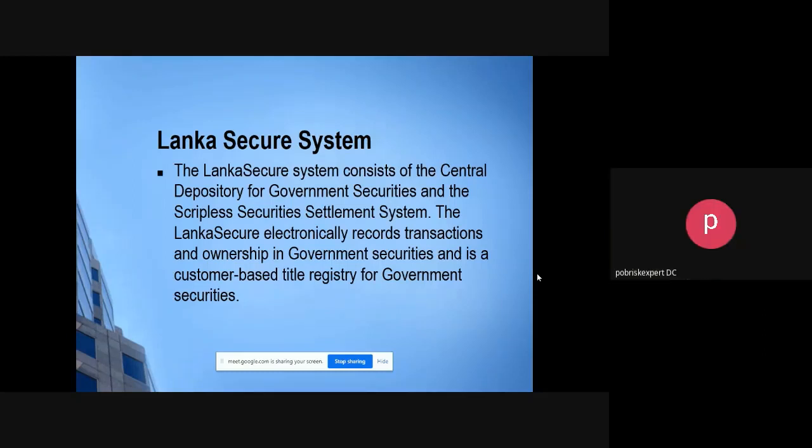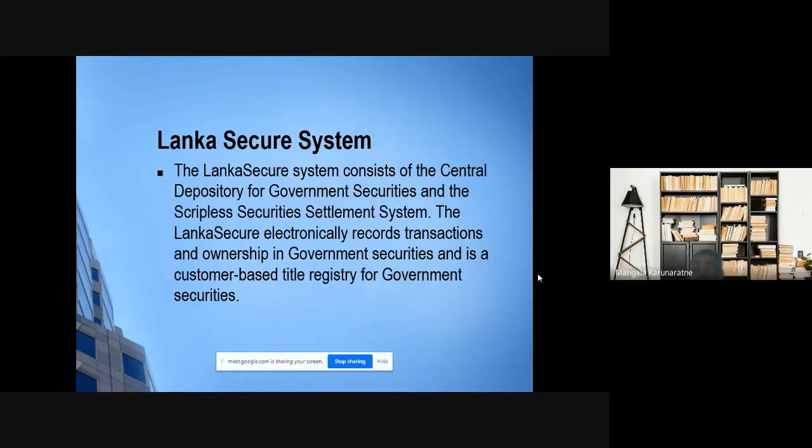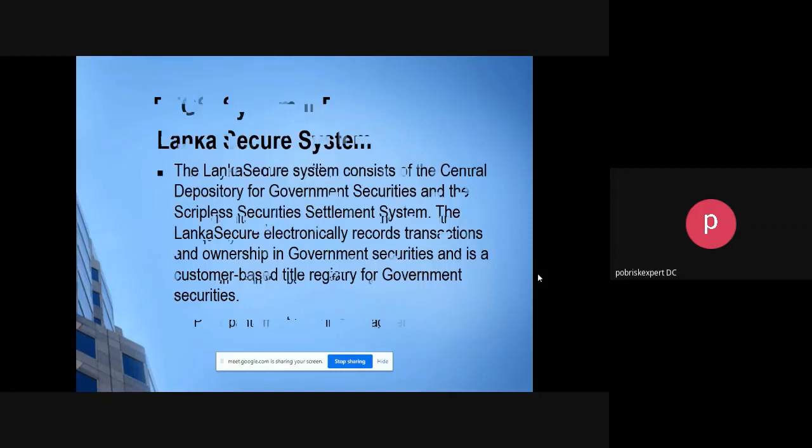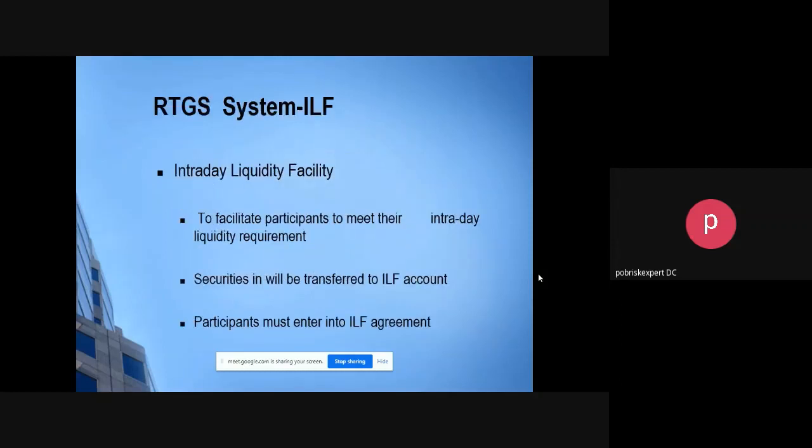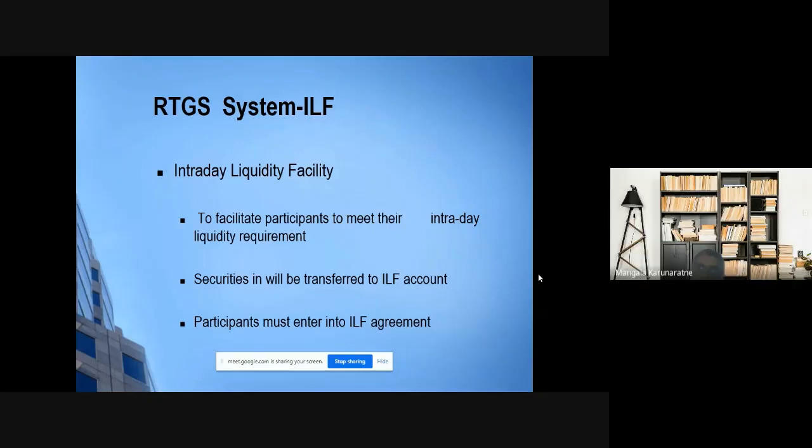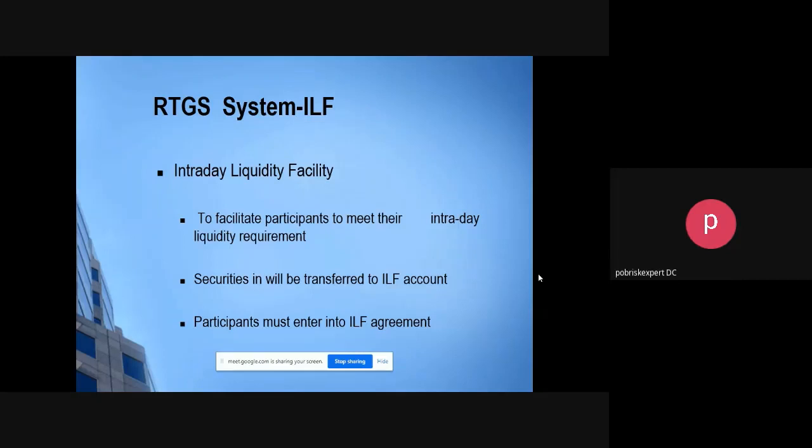Mangala, just a query, please. Yes. Earlier slide, ILF, the intraday liquidity facility. If in the morning the Lanka Clear amount is debited, the multilateral debit, if there's insufficient fund, can we explain how the system is facilitated to function through ILF?